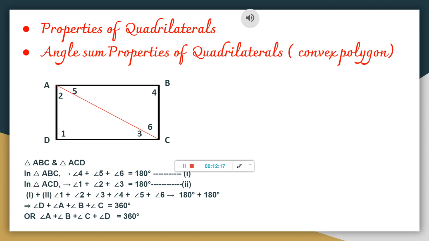And what is angle 4? Angle 4 is nothing but angle B. And this is equal to 360 degree. So angle D plus angle A plus angle C plus angle B, we got 360 degree. Therefore, we can say that the sum of the interior angles, that is angle A plus angle B plus angle C plus angle D, is equal to 360 degree, or the sum of the interior angles of a quadrilateral is equal to 360 degree.